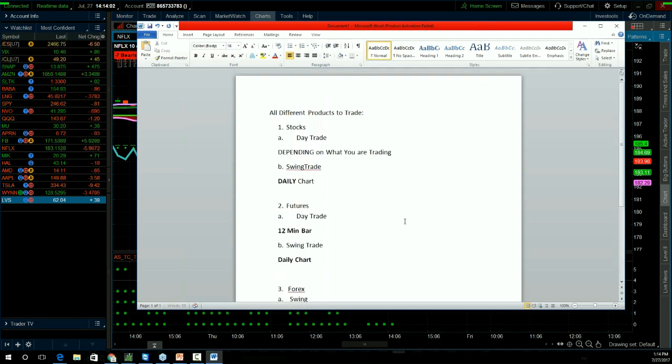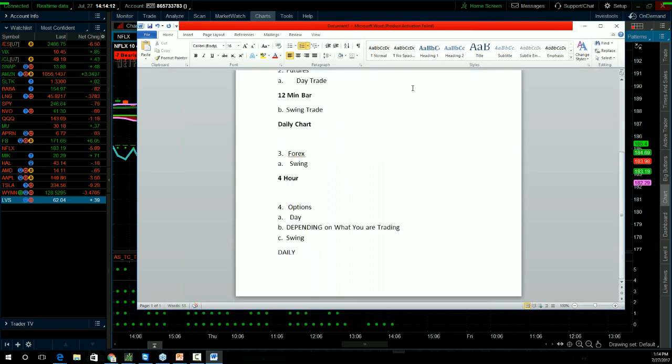Okay, so this is everything, all the different products you can trade and what time frames you should be using here. Okay, so what we're into is I started to look at a lot more things.